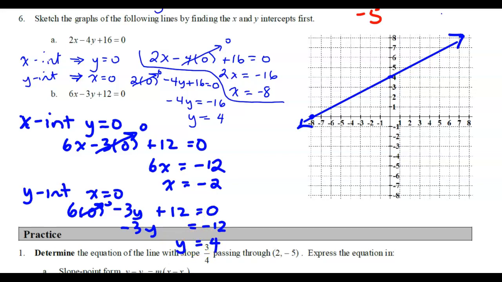I'll do this one in red. So negative 2 for x-intercept, 4 for y-intercept. So they both actually have the same y-intercept. Then joining that up, I'm just going to freehand this one so that it doesn't take forever. The best that I can.